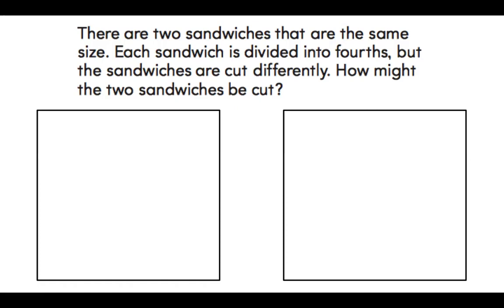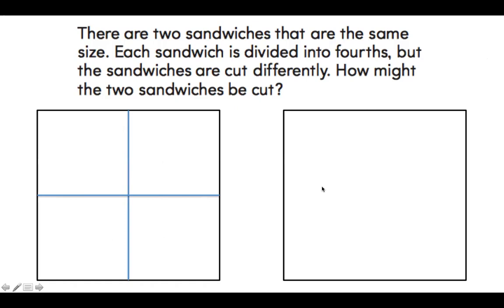Pause the video. What do you think about when you think fourths? Very good, friends. I think about 4 equal parts. So let's see, how can I divide the first square into 4 equal parts? Well, I could make a line side to side, and then I can make a line up and down. That's 1, 2, 3, 4 equal parts.